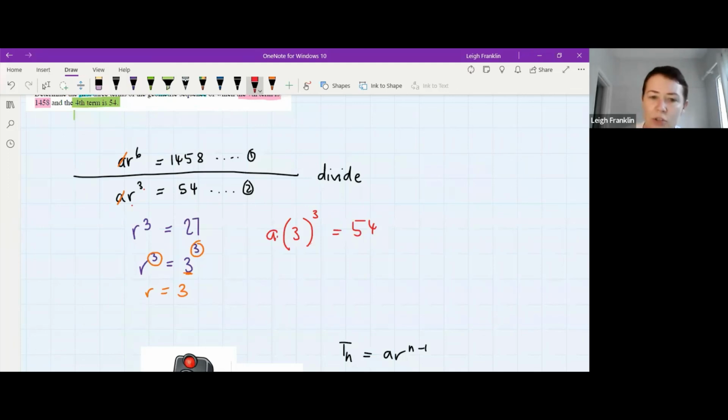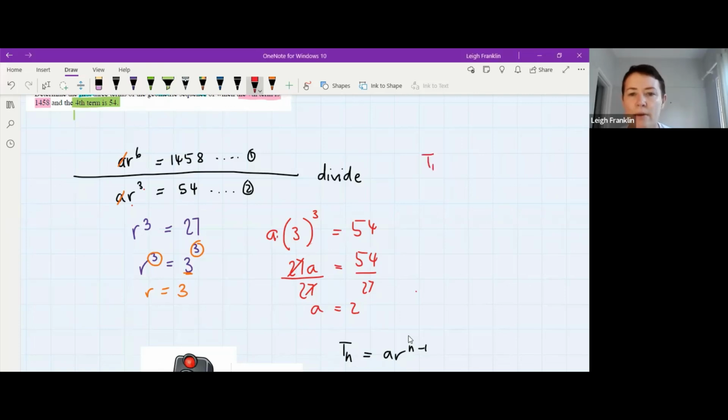Okay, so now what do I need to do to both sides of my equation? Or maybe what I should ask is this. 3 to the power of 3 is 27. So 27A is equal to 54. So now I must divide both sides by 27. Okay, and then I'm going to get A is equal to 2. Last step. Good, Kosiami, I agree. A is equal to 2. All right, so last step, term 1 is 2 because it's A.